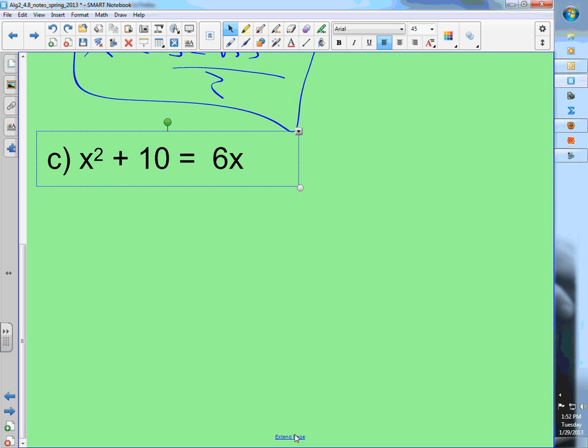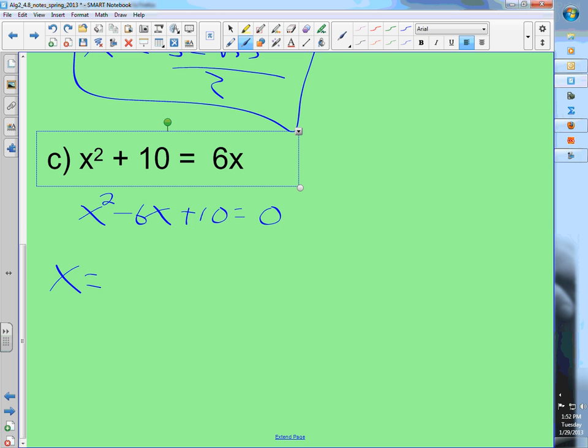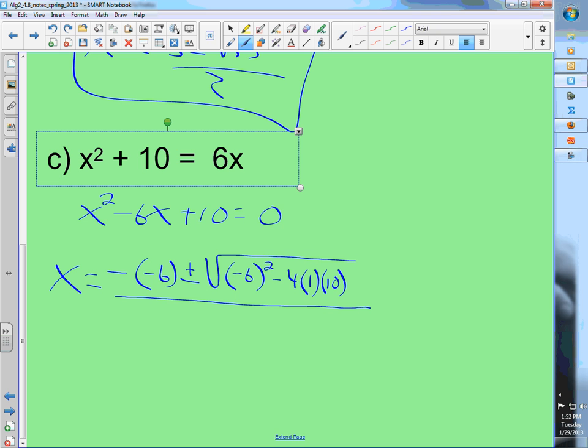Okay, so a lot of good. I saw a lot of people doing the right thing, starting off with standard form, and then you need to show a straight plug-in. That's the opposite, parentheses, negative 6, plus or minus, radical, parentheses, negative 6 squared, minus 4 times 1 times 10. This fraction has to go all the way across. It's not just under the radical, it's the whole thing over 2 times a.